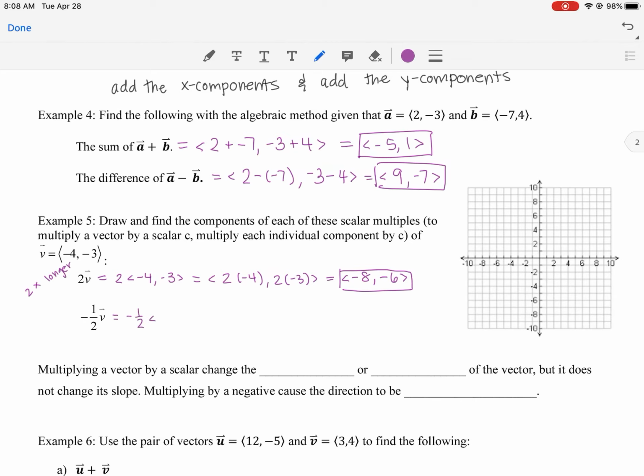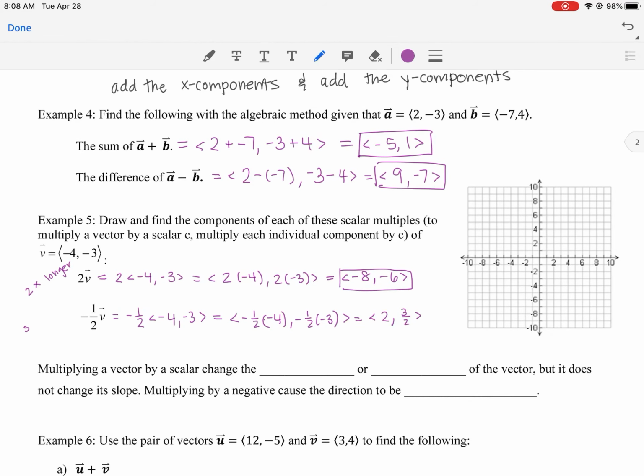Okay, this one we're going to do -1/2 times the vector. So in this case, we would have -1/2 times -4, and we'd also have -1/2 times -3. So this time we'd get a +2 and a +3/2. This one did two things. Notice how it switched directions. Rather than going left and down, it now goes up and to the right, and it's half as long.